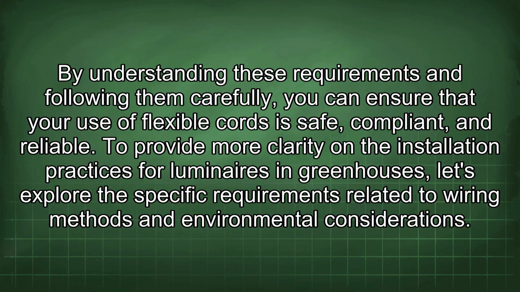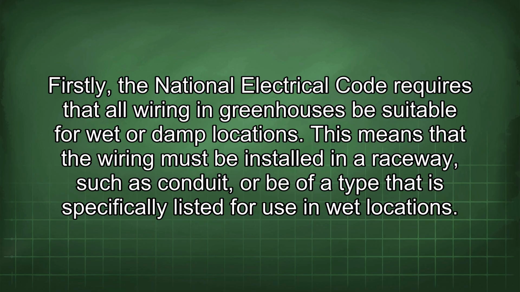By understanding these requirements and following them carefully, you can ensure that your use of flexible cords is safe, compliant, and reliable. To provide more clarity on the installation practices for luminaires in greenhouses, let's explore the specific requirements related to wiring methods and environmental considerations. Firstly, the National Electrical Code requires that all wiring in greenhouses be suitable for wet or damp locations. This means that the wiring must be installed in a raceway, such as conduit, or be of a type that is specifically listed for use in wet locations.